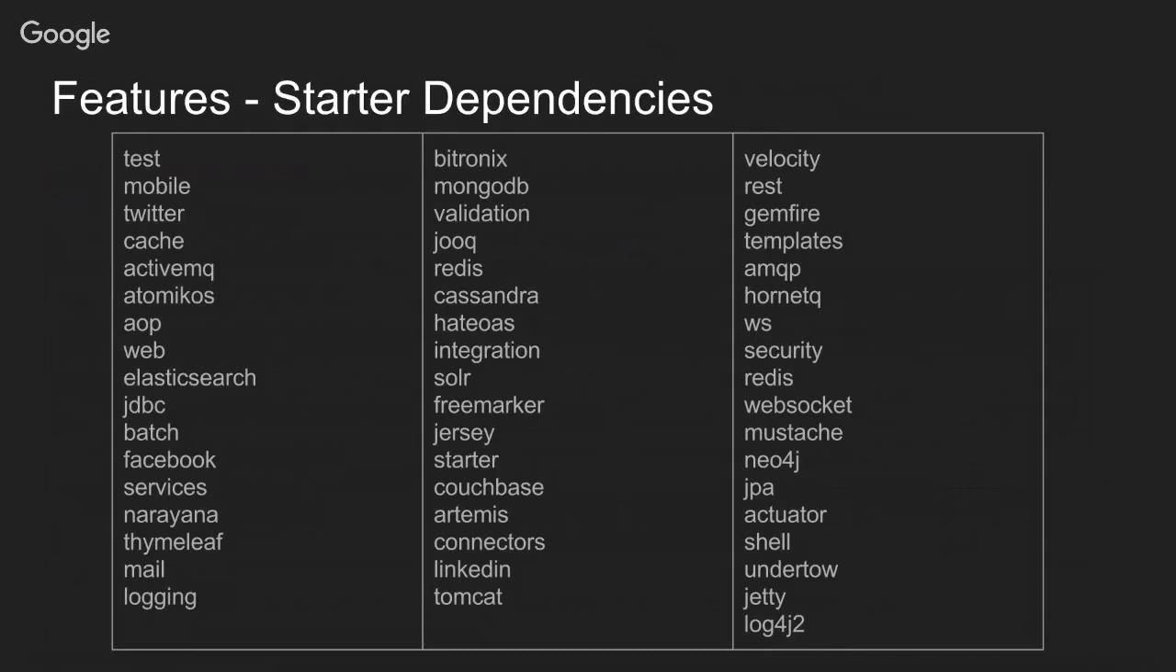the different JTA providers like Atomikos, Elasticsearch, JDBC, the templating frameworks like Thymeleaf, MongoDB, Redis, Cassandra, Solr, FreeMarker, which is another markup language, Couchbase, Tomcat, AMQP, HornetQ, Security, Redis, Mustache, another templating framework. So there's a lot of libraries to work with that are already developed for Spring Boot, and that's what actually makes it quick to develop with.